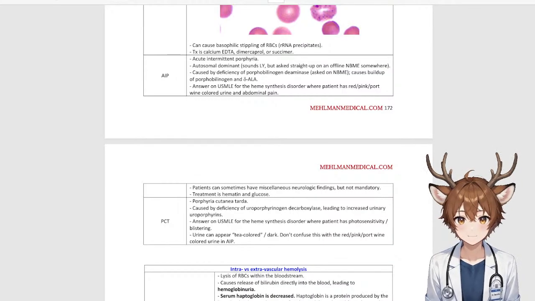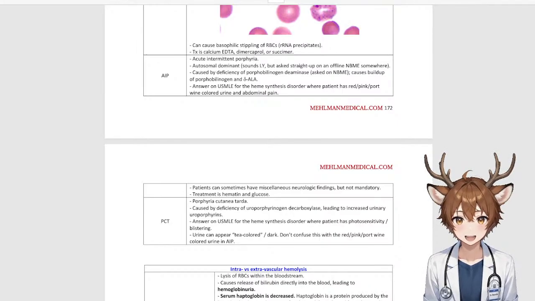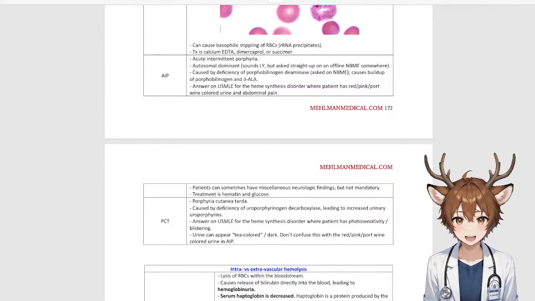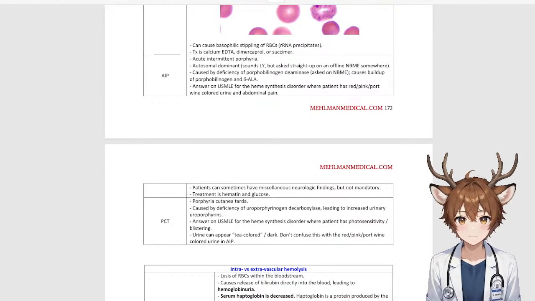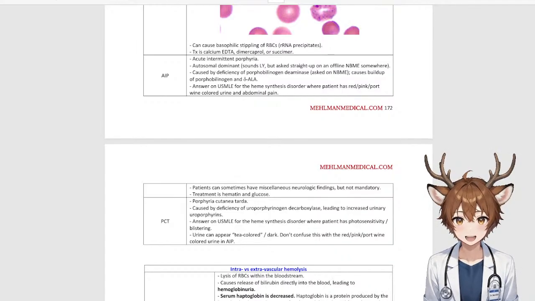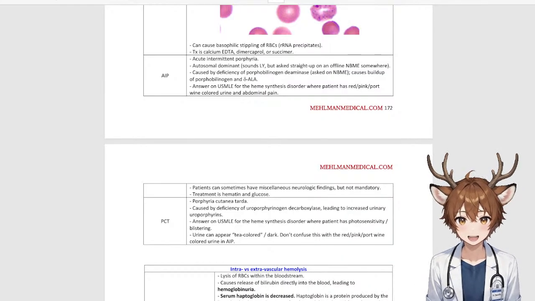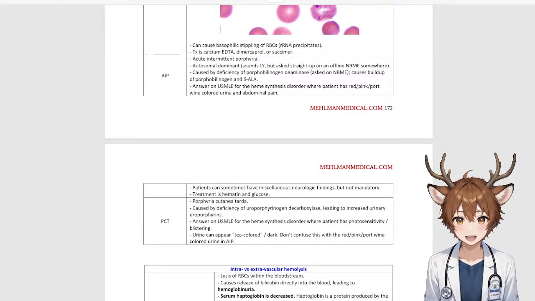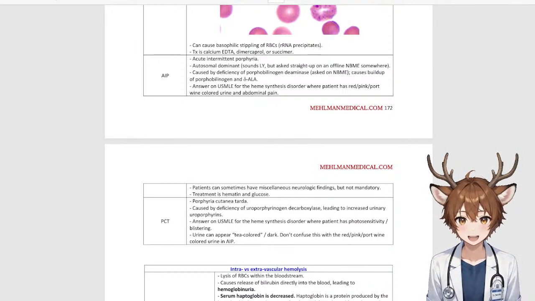So, for AIP, think about the King of England, and he has this sort of port wine, weird colored urine, and some neurological issues potentially, and that's related to a porphobilinogen deaminase deficiency, and there's a buildup of these other kinds of toxic things like porphobilinogen and delta-ALA.